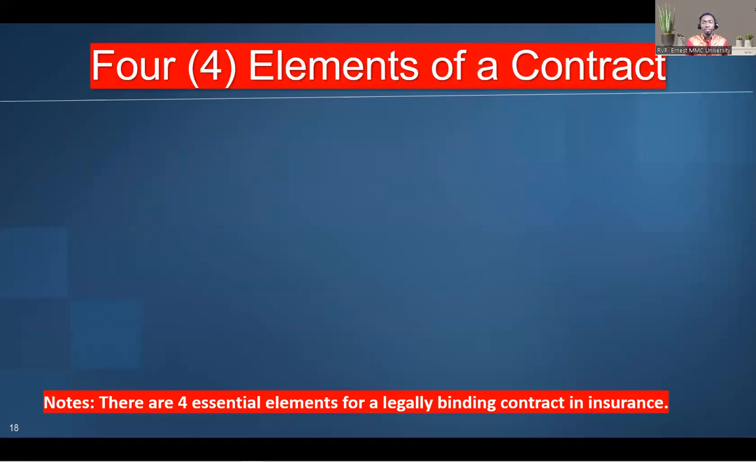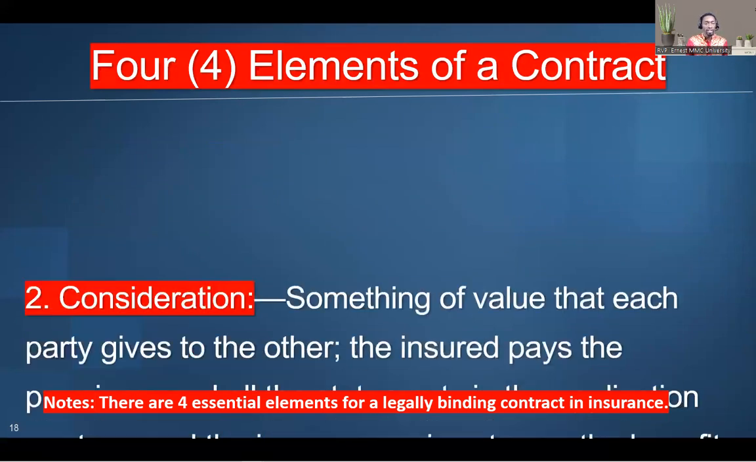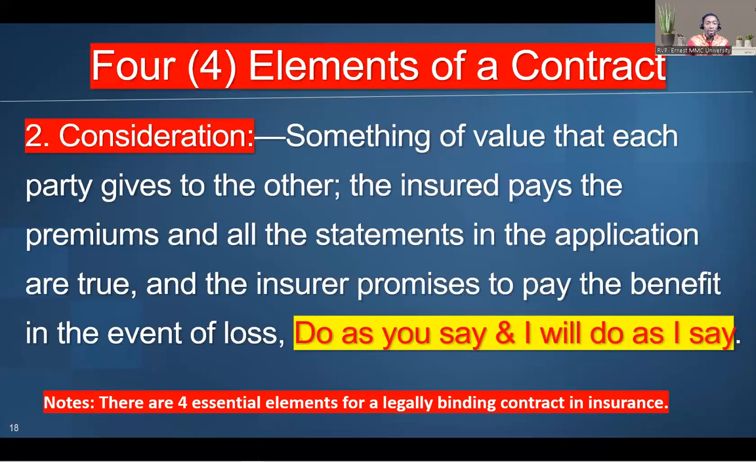So the next thing we're going to talk about is what we call consideration. It's another element. Consideration is something of value that each party gives to the other. Now the insured pays the premium. So the insured pays the premium, and I want to make sure I underline this for you. You can see it right here.